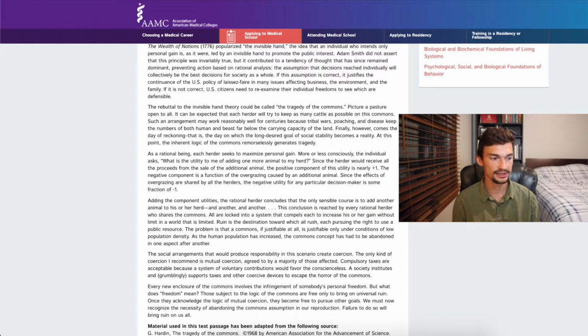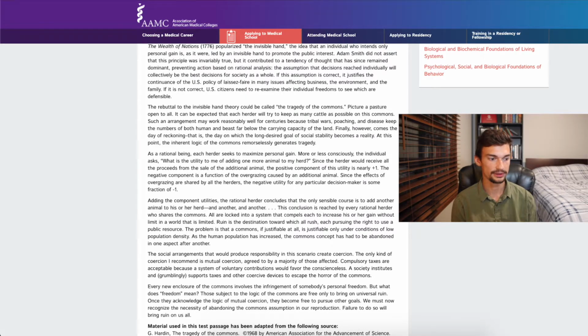As a rational being, each herder seeks to maximize personal gain. More or less consciously, the individual asks, what is the utility of adding one more animal? Since the herder would receive all the proceeds from the sale of this animal, the positive component is nearly plus one. The negative component is a function of the overgrazing caused by an additional animal. Since the effects of this overgrazing are shared by all the herders, the negative utility is some fraction of negative one. So in this hypothetical, the author is saying that the herder can gain all personal benefit from the addition of another animal, but the negative benefit of the overgrazing is shared by the whole.